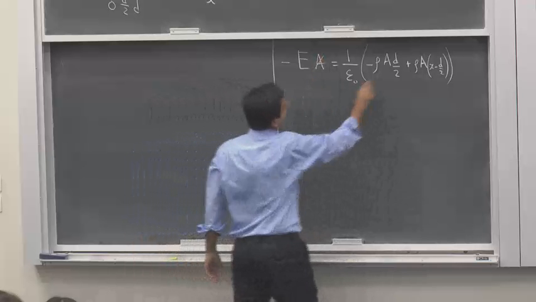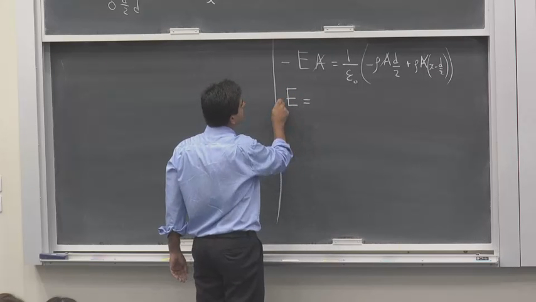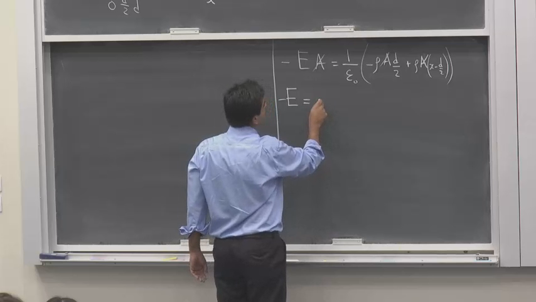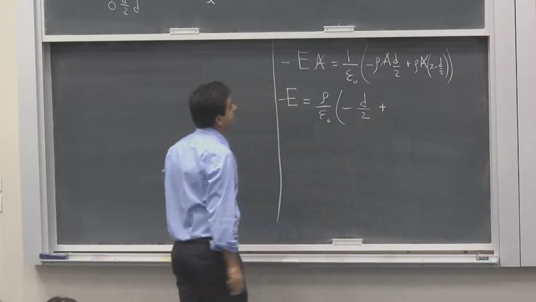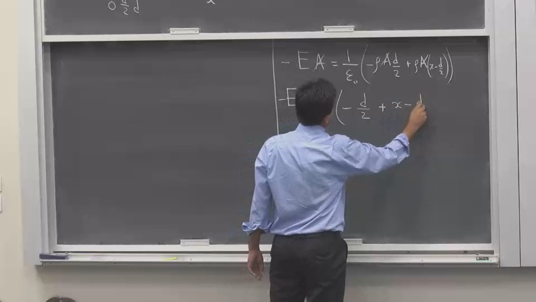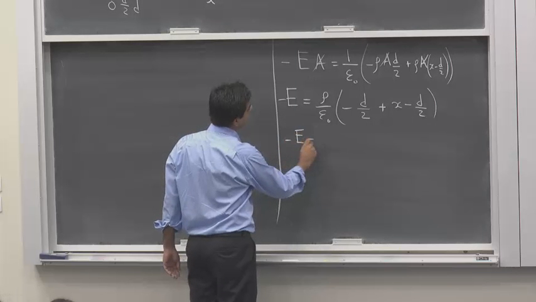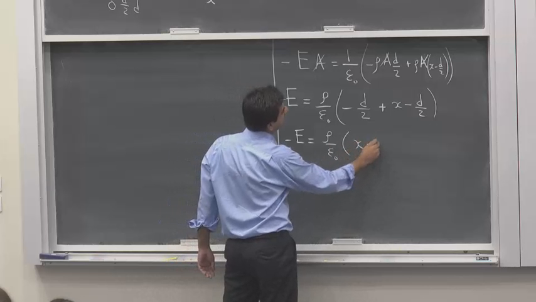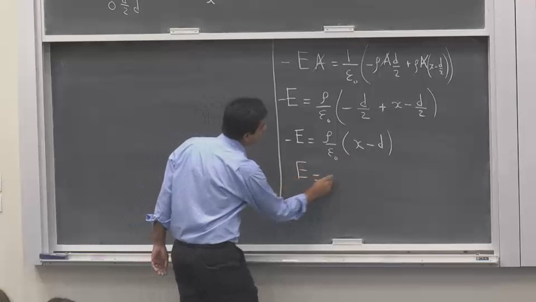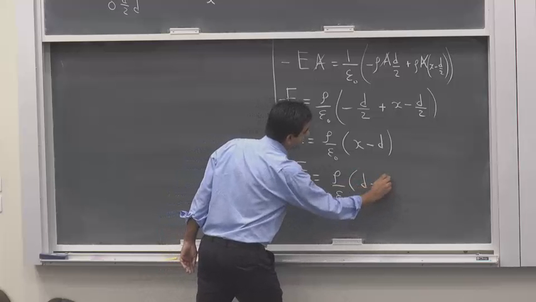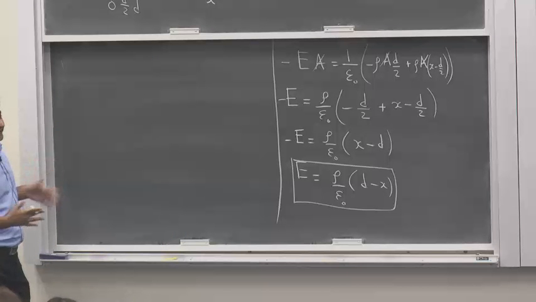So the A goes away. I have minus E equals rho over epsilon naught times minus d by 2 plus x minus d by 2. So minus E equals rho by epsilon naught times x minus d. So E equals rho over epsilon naught times d minus x. So now what I've actually done is I've found out the electric field inside the entire depletion region.